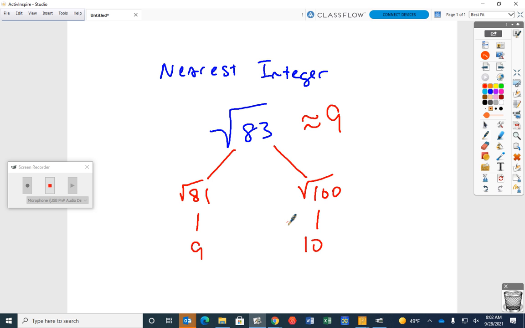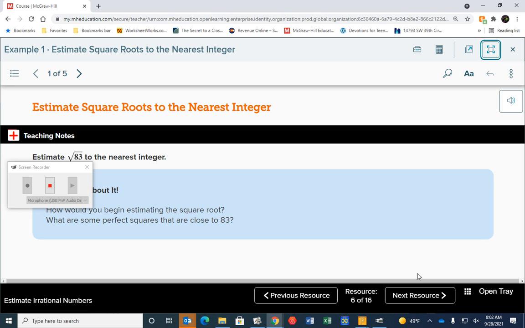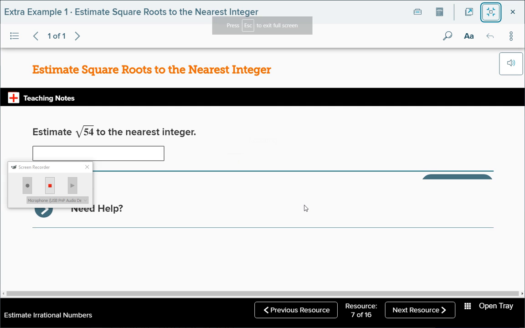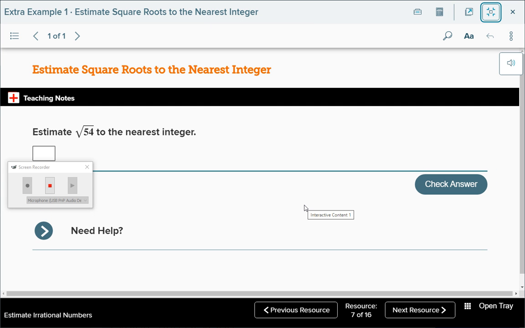That first part's not hard. Let's try another one. You guys try this one on your own. If you were estimating this square root to the nearest integer, the square root of 54. What's the closest perfect square less than 54? 49. What's the closest perfect square higher than 54? 64. Well, what is 54 closer to, 64 or 49? 49. What's the square root of 49? So the nearest integer for this would be about 7. Does that make sense?